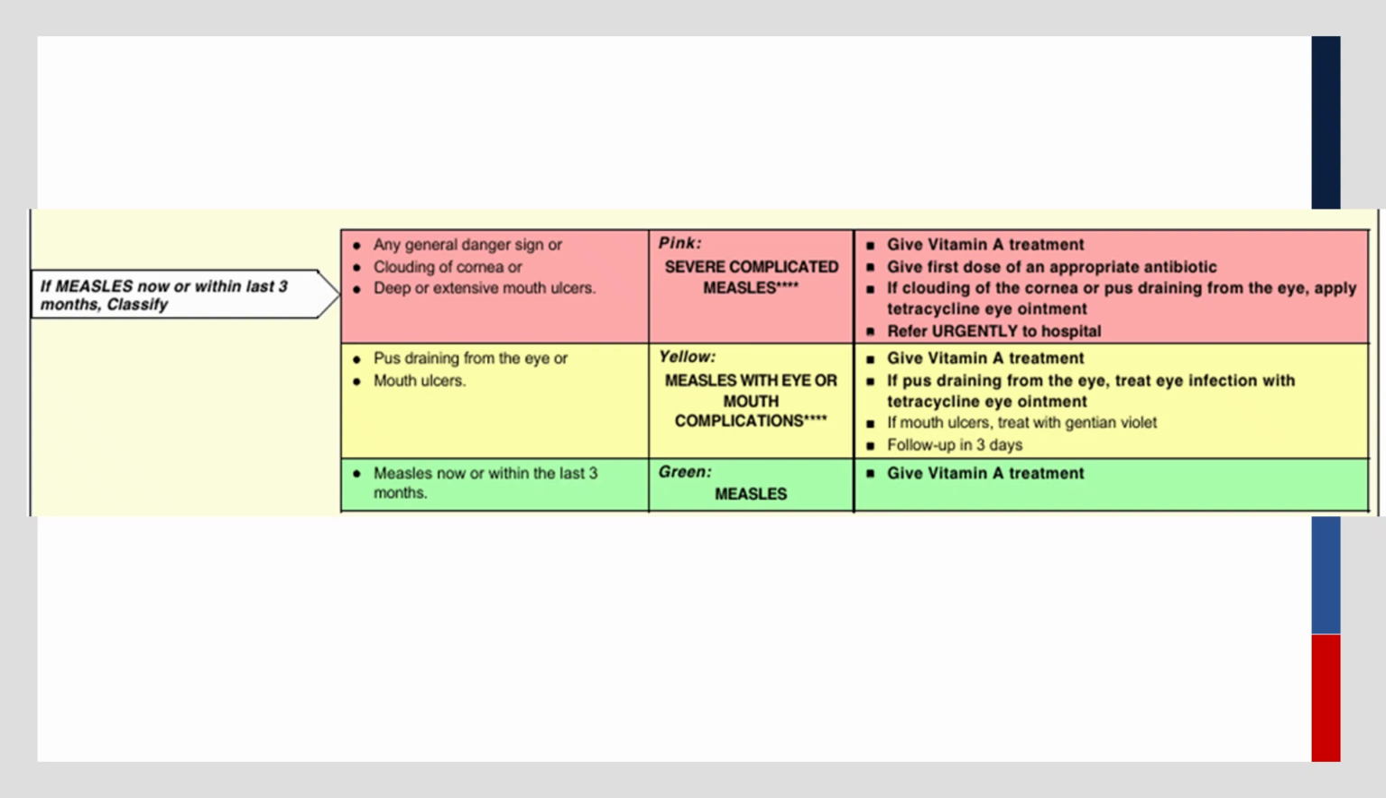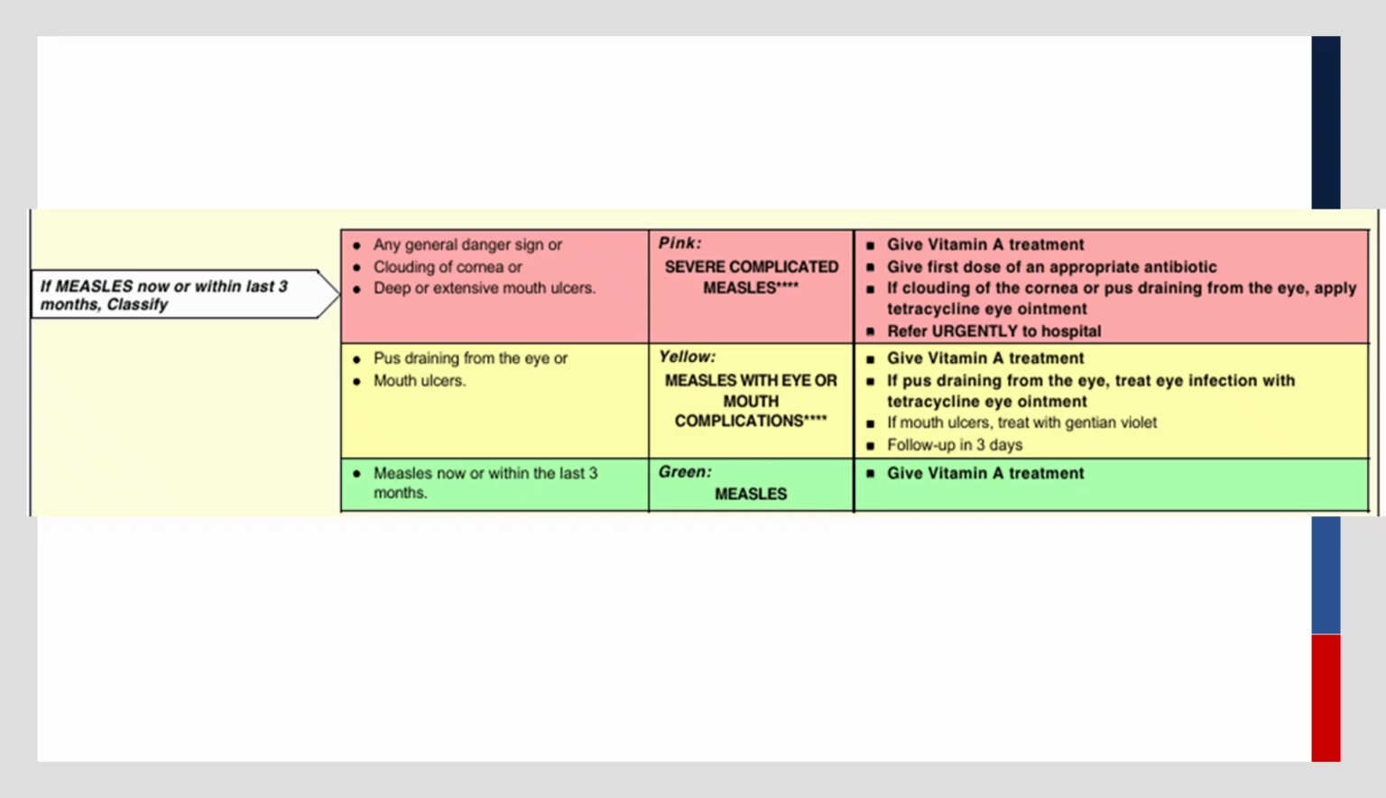Give the child vitamin A. Give the child the first dose of an appropriate antibiotic. And if you see that there's pus draining from the eye, apply tetracycline eye ointment and then urgently refer the child to hospital.